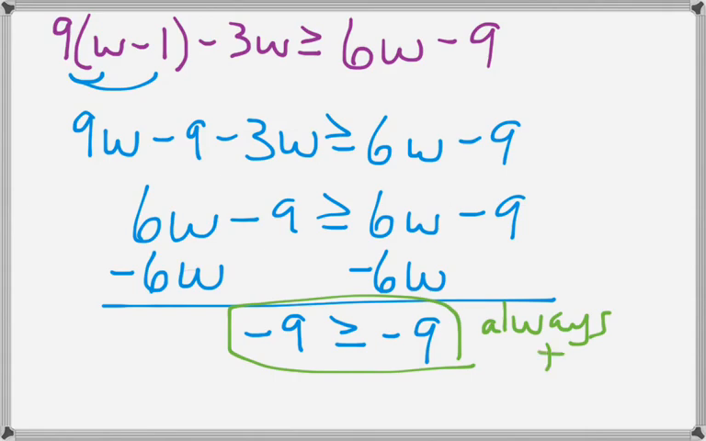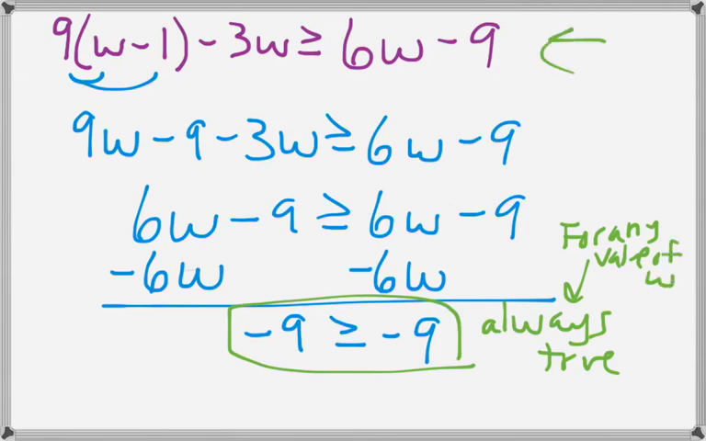And when I say always true, I mean it doesn't matter what w is. So for example, if I go back to the beginning and I plug any number in for w, and then I simplify, I'm still going to get a true statement at the end. It might not exactly say -9 is greater than or equal to -9, or it might. Actually, in this case, I think it does. But regardless, I can go back to the beginning, plug any number in for w, and once I simplify, I'm going to get a true statement. So this means all real numbers are solutions.